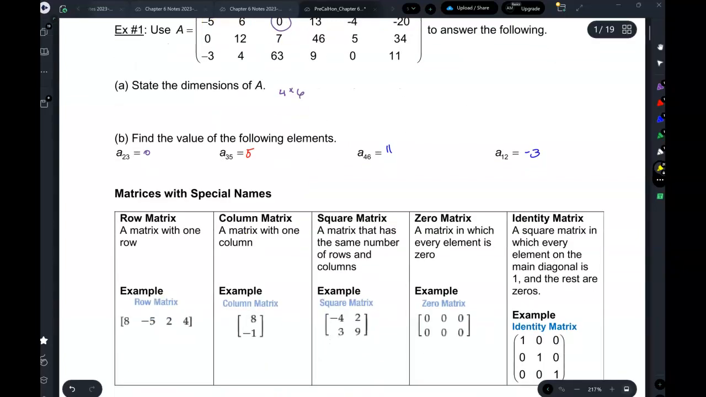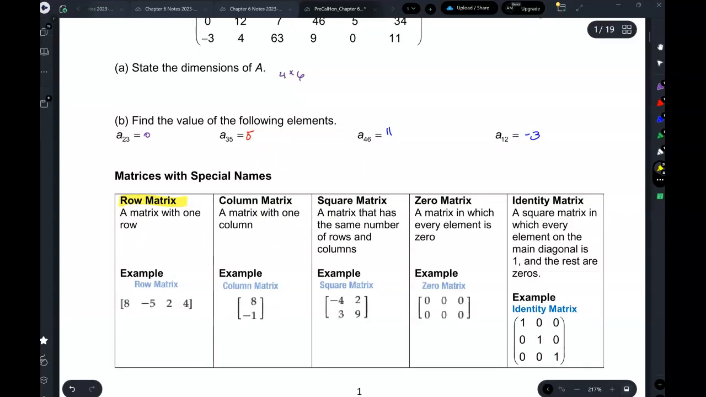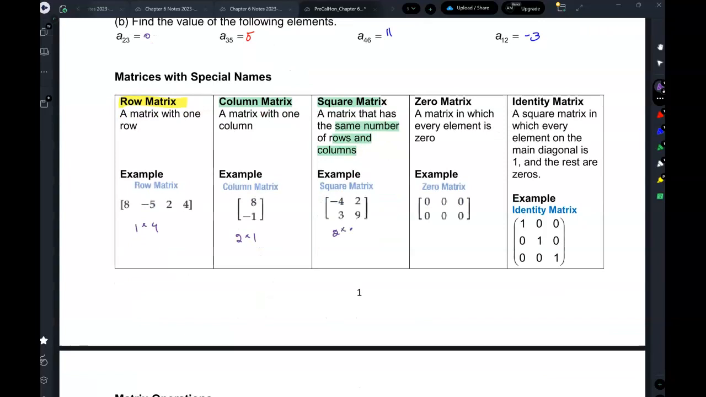So, matrices with special names. If you have a matrix that is just 1 row, conveniently it's called a row matrix. Like this is a row matrix. It has dimensions 1 by 4. A column matrix is one that has 1 column, like this one. This has dimensions 2 by 1. A square matrix has the same number of rows as it has columns. This specific one has what dimensions? 2 by 2. In general, a square matrix is called an n by n matrix.